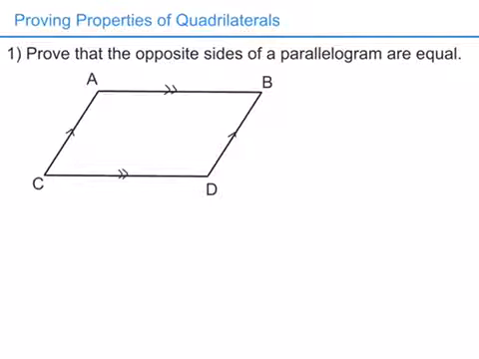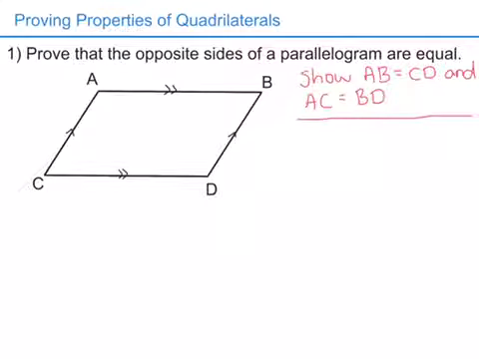So let's consider that example about proving that the opposite sides of a parallelogram are equal to each other. This means that we're trying to show that side AB is equal to side CD and that side AC is equal to side BD. Now, as the side lengths are the property that we're trying to head towards, we can't use them in our congruency proof, which means that we're trying to identify anything else that we already know about a parallelogram that we can use instead.